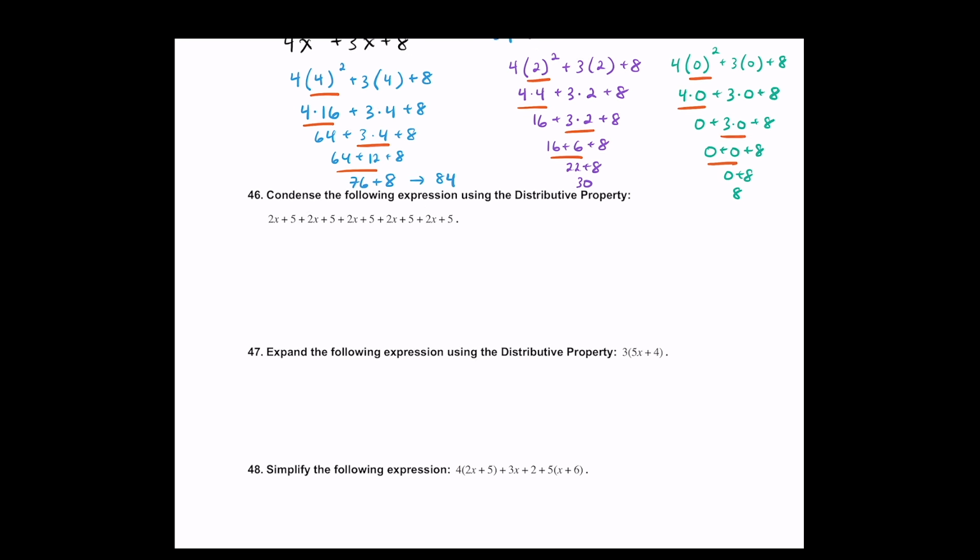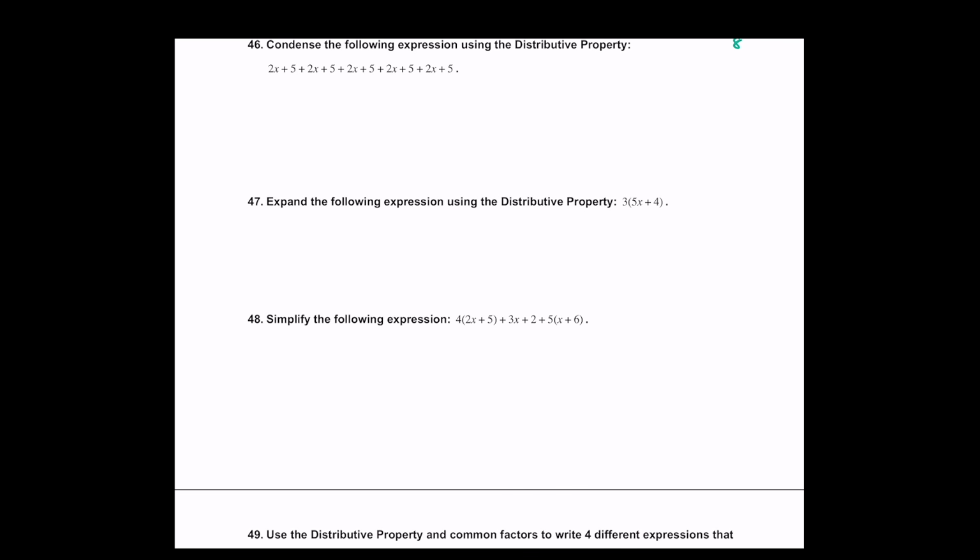For number 46, we'll take a look at the distributive property here. The distributive property comes into play when you have a repetition of something. So we want to notice here that we have this 2x plus 5 plus 2x plus 5 plus 2x plus 5. That's 4 of them, and there are 5 of these 2x plus 5. So repeated addition lets us know that we can write things using multiplication as a shortcut. So this is going to be 5 times the quantity of 2x plus 5.